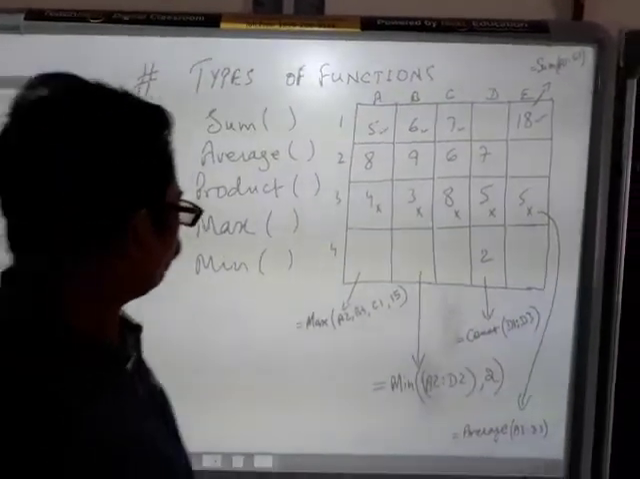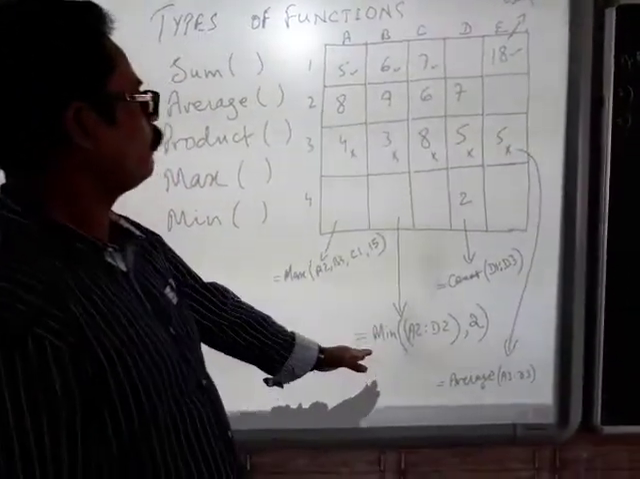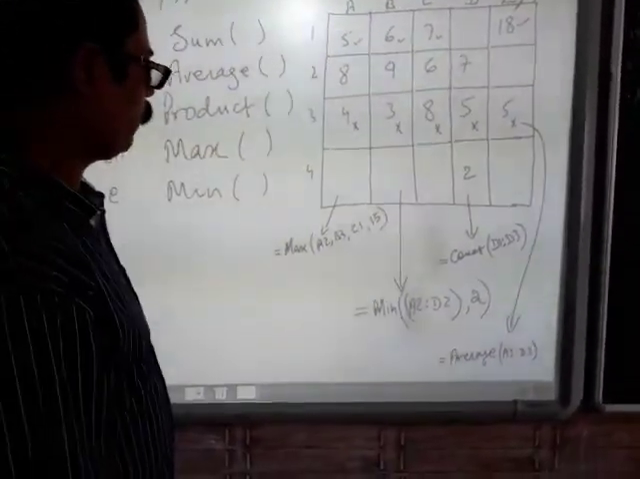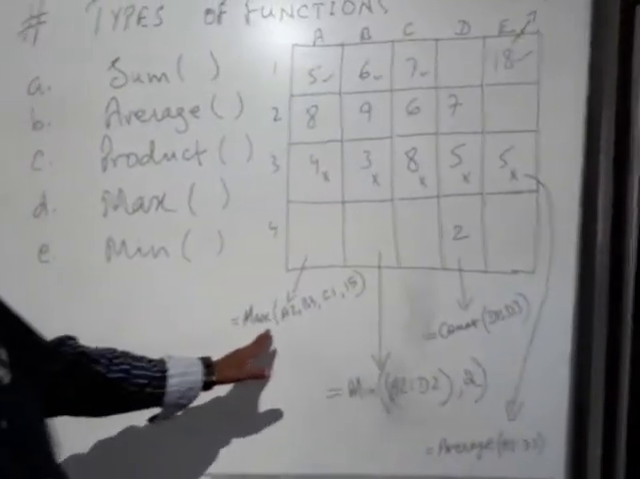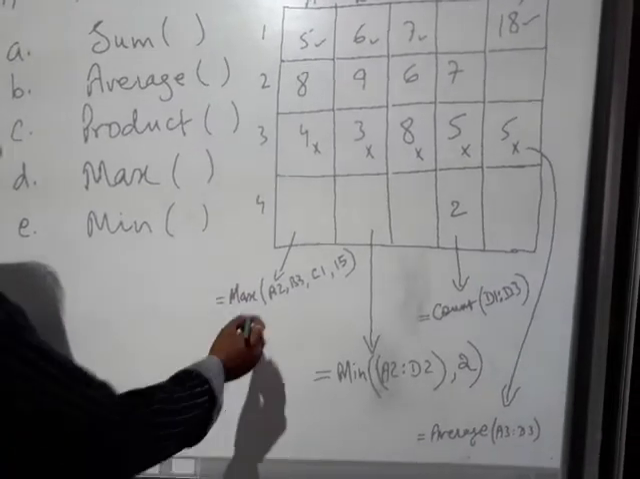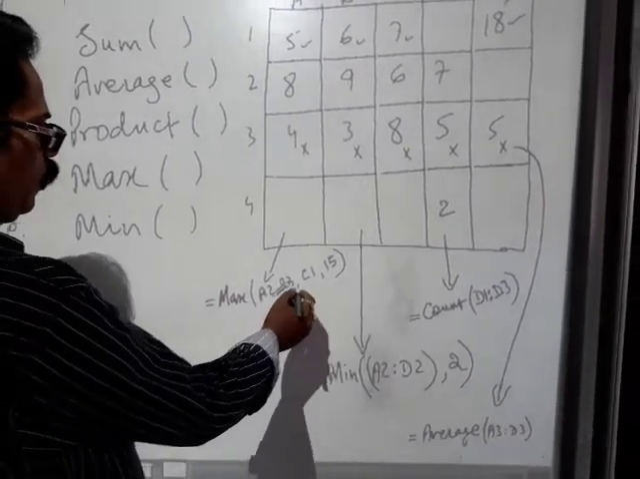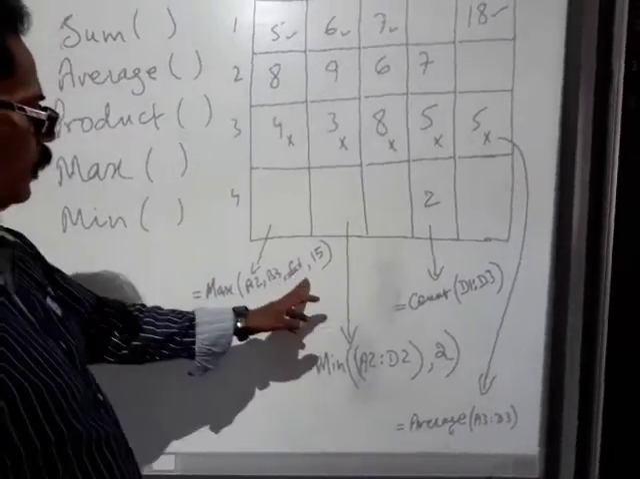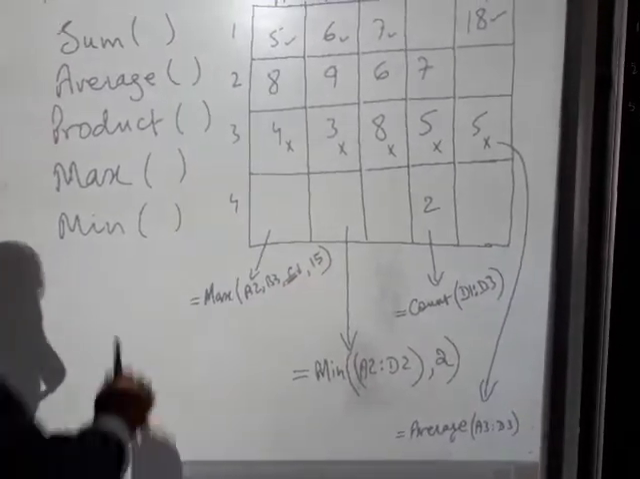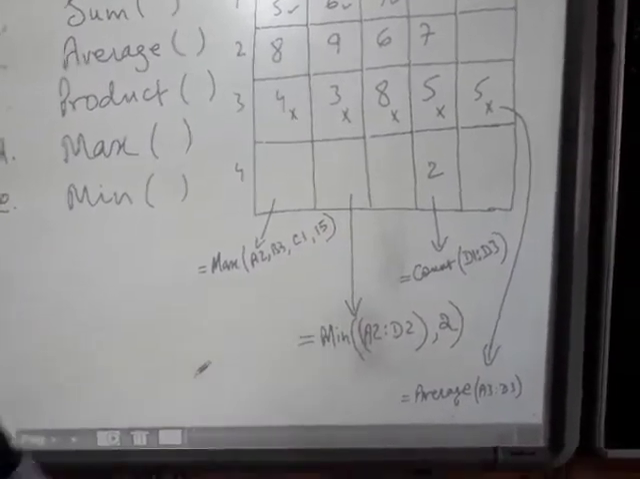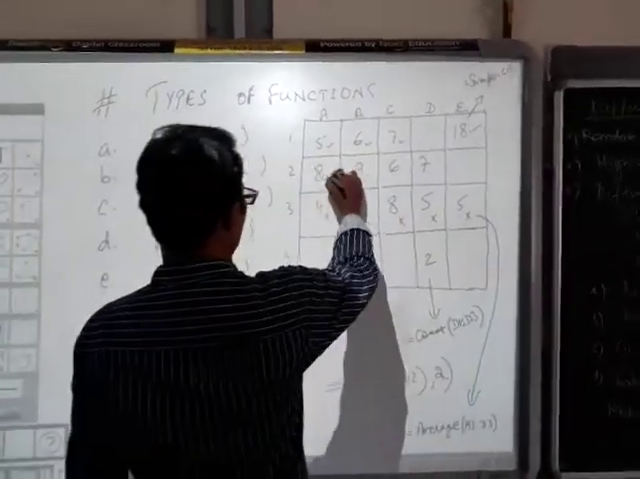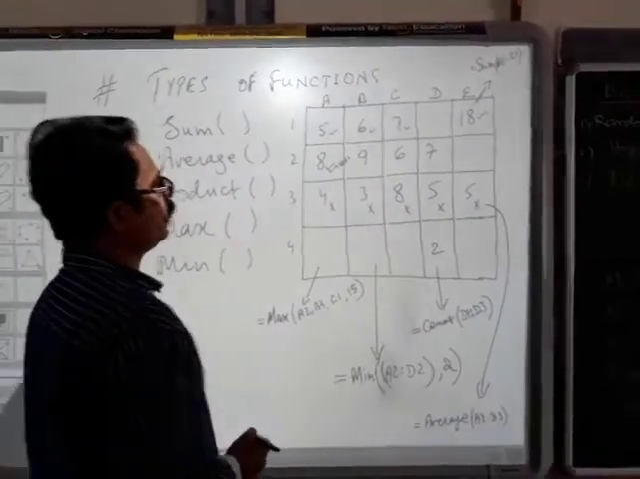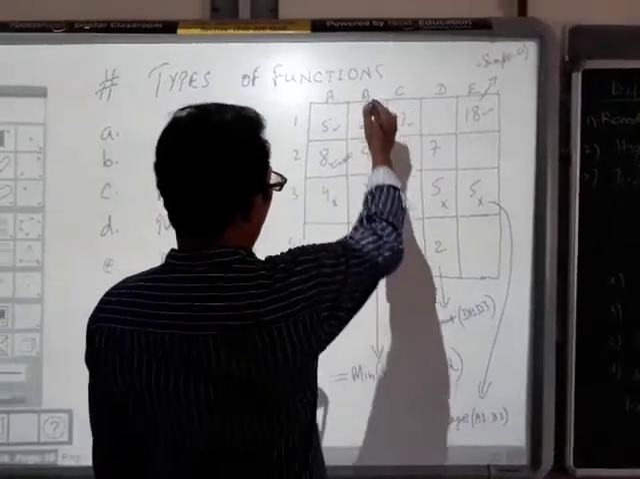Then we have the next one, that is, say, minimum. If you want to find out the maximum and the minimum, let's say it starts with the maximum part over here, equal to MAX(A2, B3, C1, 15). Remember, we have taken these many values. What is A2? A2 is 8. Then B3, B, and then you have 3.